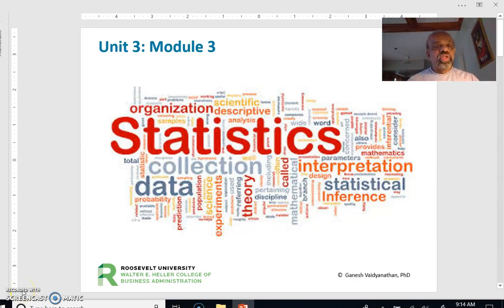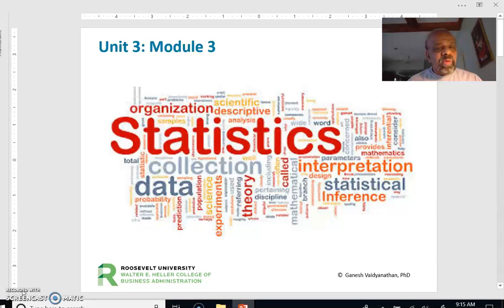So welcome to module 3. We're going to continue what we did from frequency distribution. What we did in frequency distribution was that we had a set of data and we made it look like something that we can do something with by using frequency distribution. And then we can infer certain things from there.